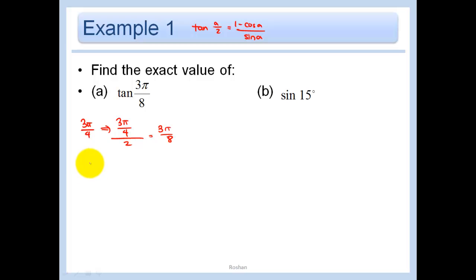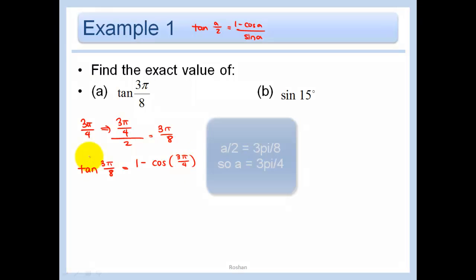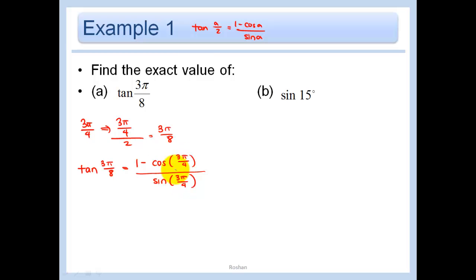Okay, so let's go ahead and do that. So the tangent of 3 pi over 8 is going to be 1 minus cosine of 3 pi over 4. Remember, I just let my a be 3 pi over 4. Because this is a over 2, over sine a. And so what is the cosine of 3 pi over 4? Well, let me go ahead and draw. This is pi over 4. This is 2 pi over 4. Remember, you're just breaking it into fourths. Pi over 4, 2 pi over 4. 3 pi over 4 would be right here.